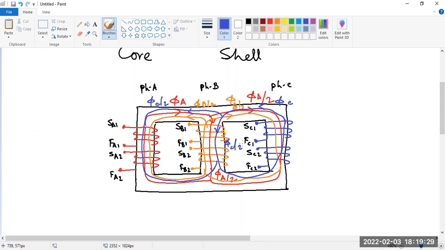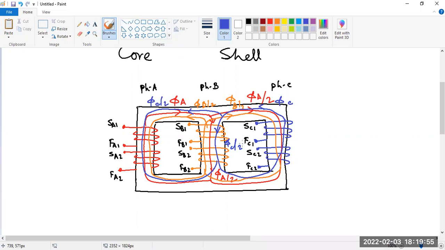Okay. Sir, understood. But as far as your magnetic requirement is concerned, that should be equal.